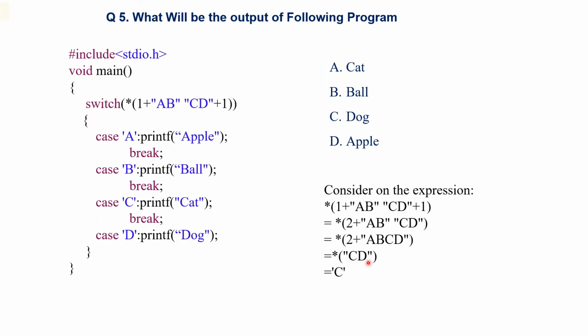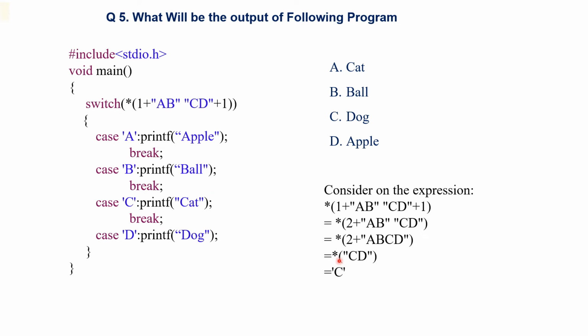Now consider this expression. Here this string "CD" will return the base address of this string, which means the address of character C. For simplicity, we are considering here the address of C as 1000, and we know that the star operator will return the value at an address. So now it becomes * of 1000, which means it will return the value at address 1000, which is equal to C itself.